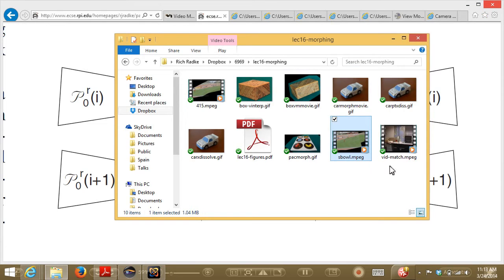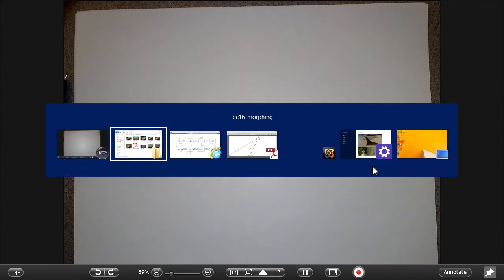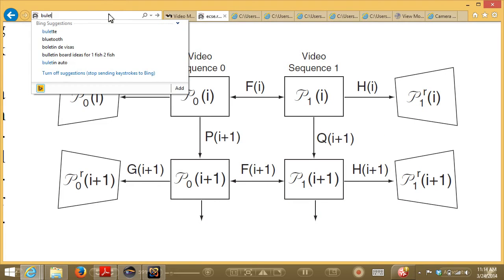Okay, so let's see if there's anything else I want to say. Yeah, so like I said, this is definitely related to bullet time kind of stuff. So bullet time, actually, we can probably just see for a second here, if you haven't seen it before.